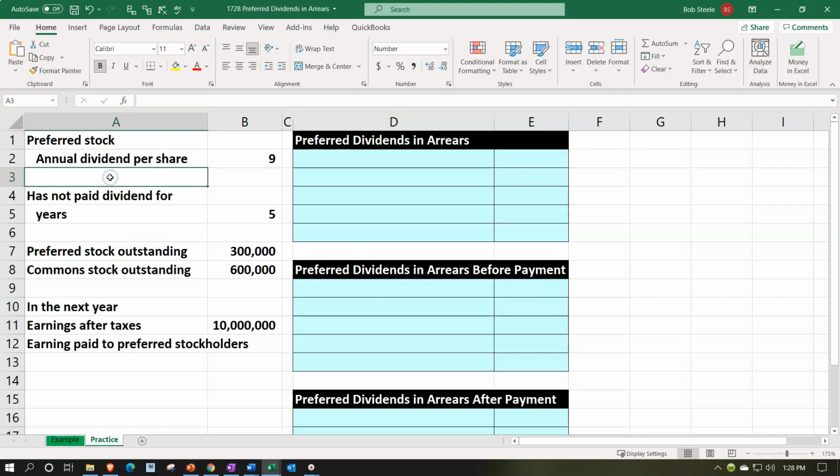So we're going to assume the annual dividends per share for the preferred stock is going to be $9. So they have to pay basically that $9 per share. That's what basically the agreement is for the preferred stockholders.